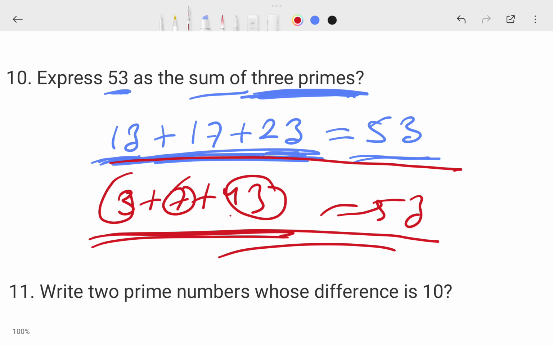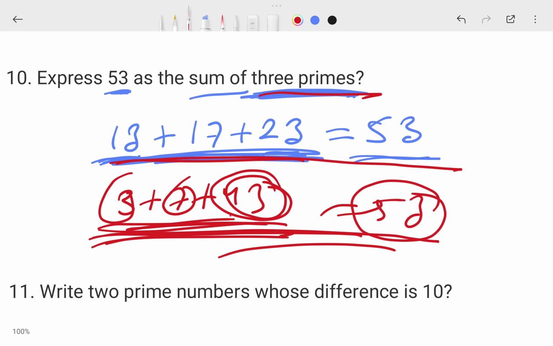But once check that 43 is a prime number or not. Okay, so it will be fine. You can write like that: 3 plus 7 plus 43. We have to write 3 prime numbers. Already written here also. So after writing the 3 prime numbers, if you add, the answer has to be 53. You can write this one also and this one also, as you can see.